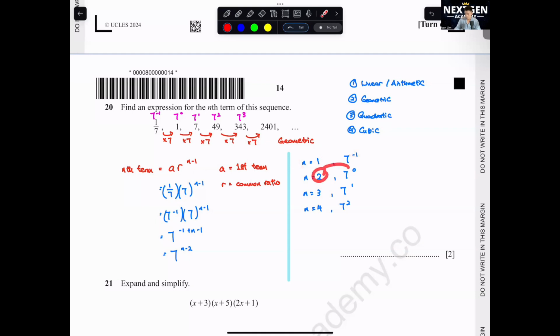This one, 2 minus 2, which is 0. This one, 3 minus 2, 1. Then here, 4 minus 2, 2. Okay, so this is based on trial and error or observation: 7 to the power of n minus 2.